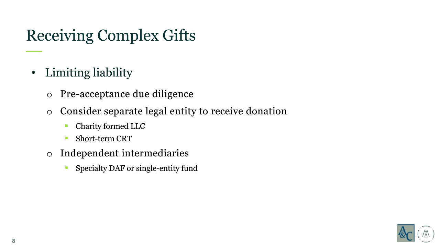Separate legal entities may be considered prior to receipt of a complex gift for the following reasons. A, the potential gift is an operating expense. B, limiting liability. C, use of the asset may benefit from a separate governing body. Or D, all of the above.